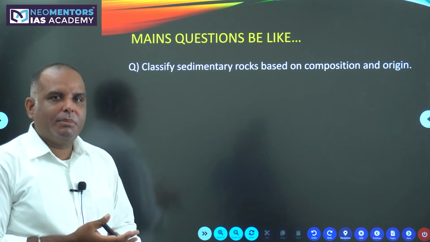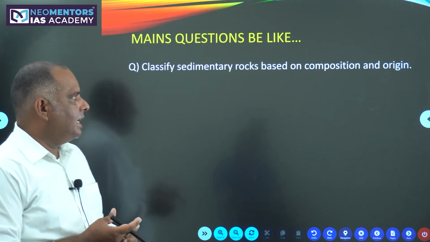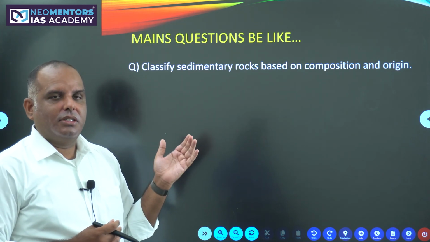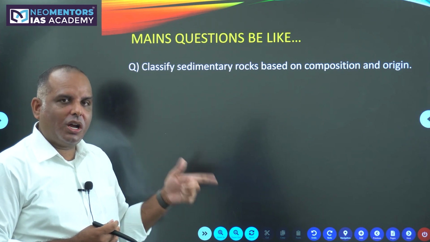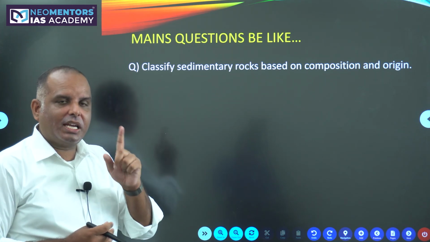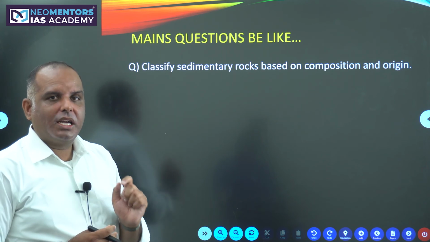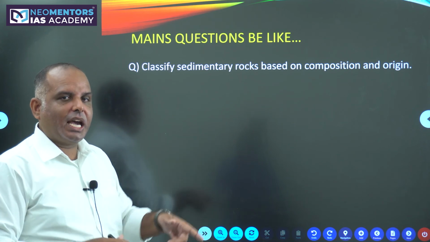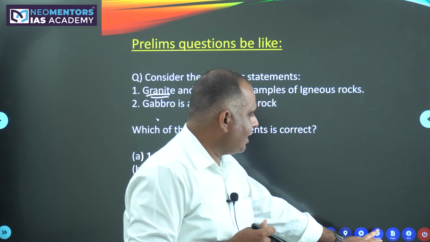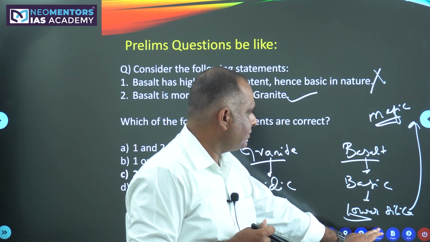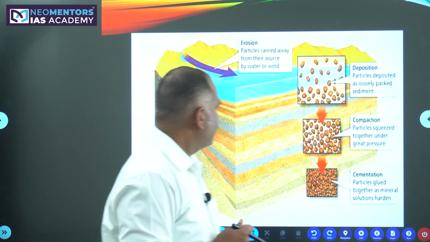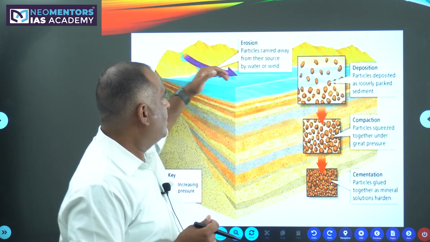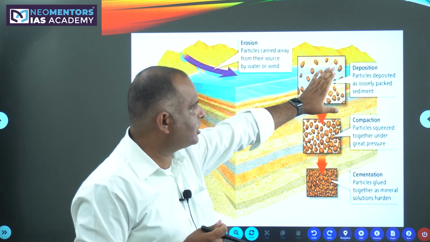Now, there could be a mains question like: classify sedimentary rocks based on composition and origin. If you have to discuss based on composition and origin, we did cover this: mechanically formed, organically formed, chemically formed, and we need to explain that with diagrams. When we say mechanically formed, we need to draw this particular diagram where we will emphasize deposition. First is erosion, transportation and deposition.